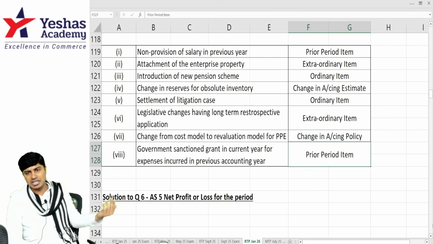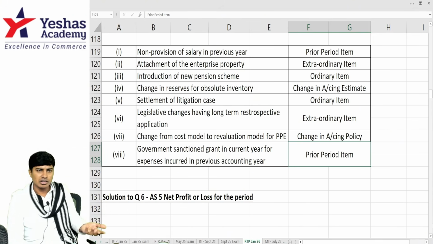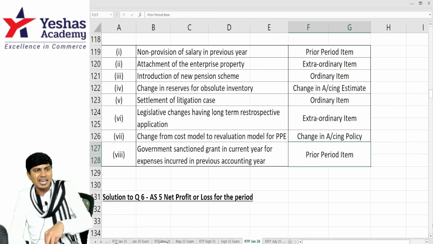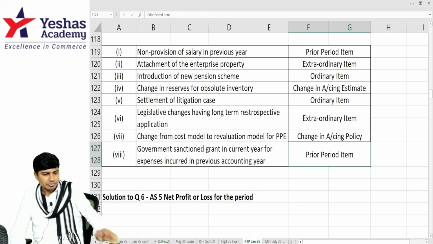What if I incurred the expense last year, I filed the grant certificate, a grant for claim, and grant was accepted by the government only this year? Then it should be recognized as income only in current year. Then it will be not prior period.